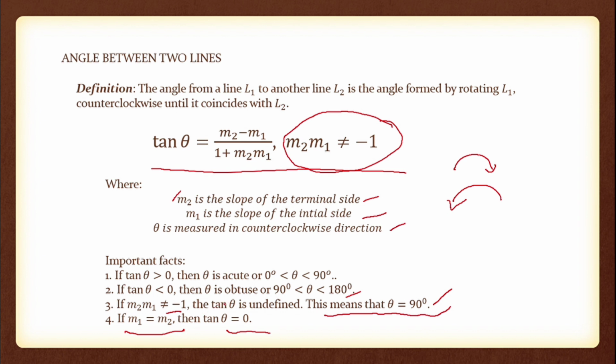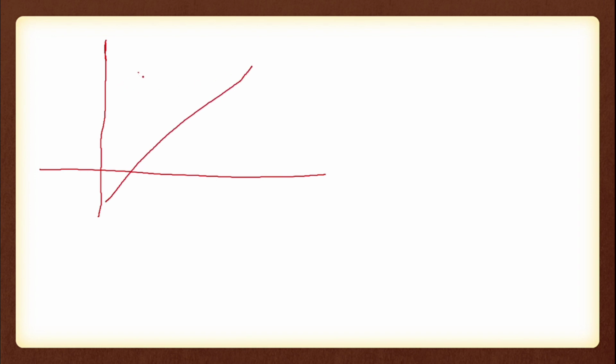So what's the concept, and how are we going to derive tangent theta in terms of m2 and m1? Let's have an illustration. I will just illustrate here, for example, this part. It's hard for me to draw like this, so just bear in mind. We have here the two lines, so we have here our m1. This is the counterclockwise direction. So therefore this is our m2, line 2.